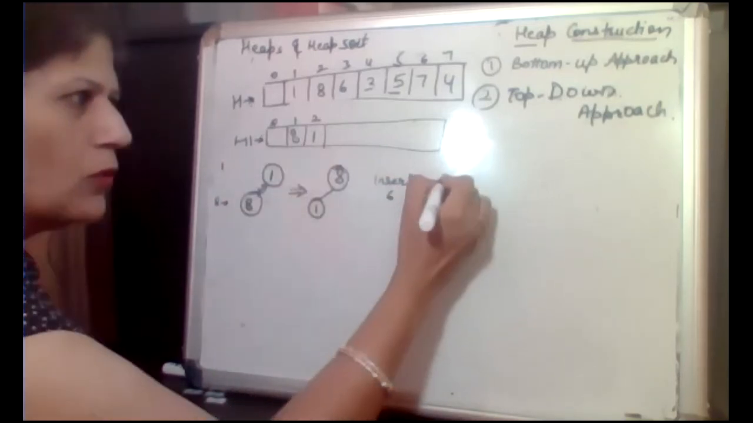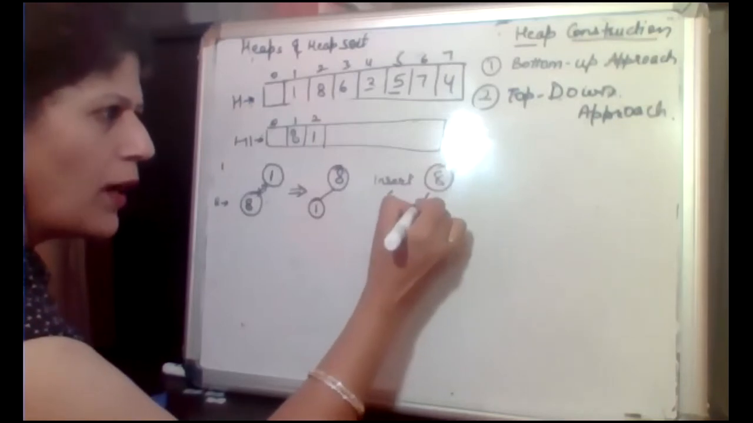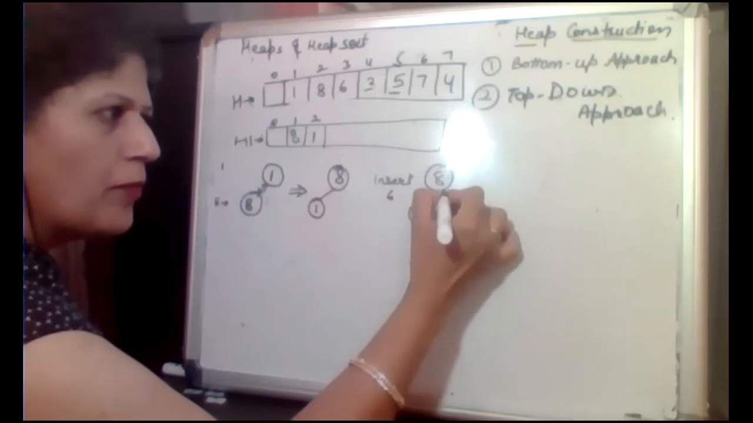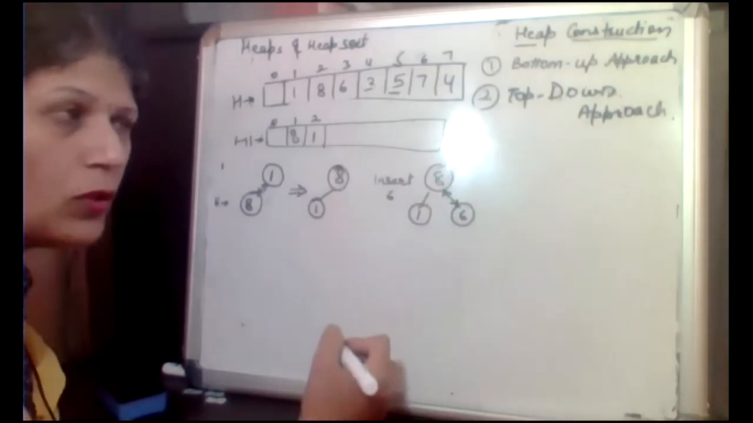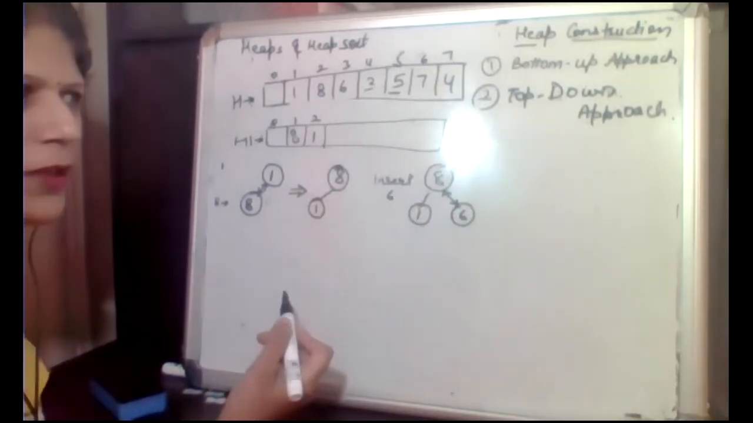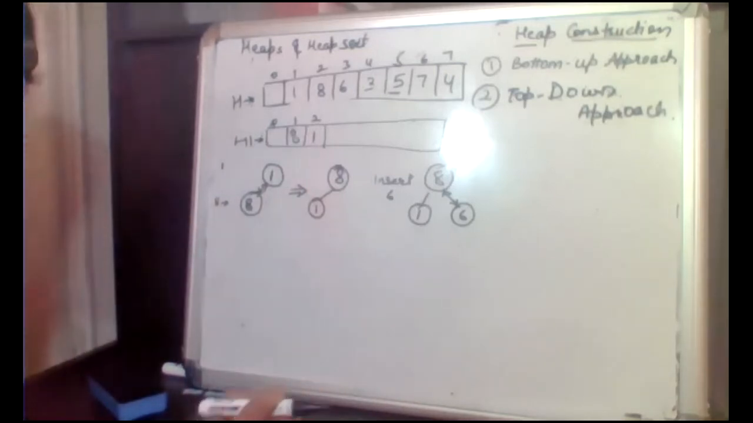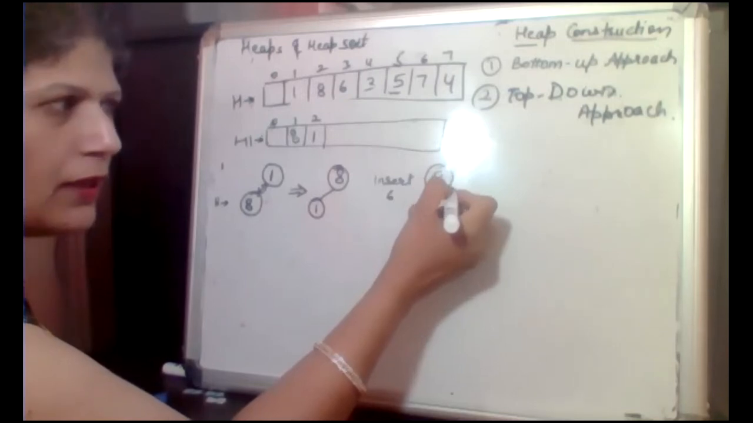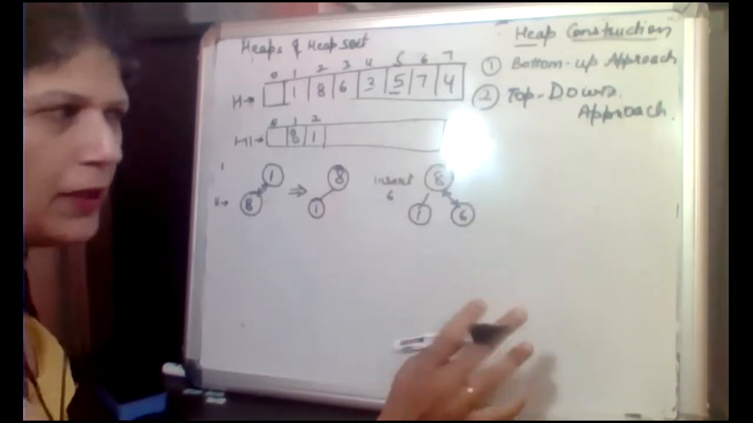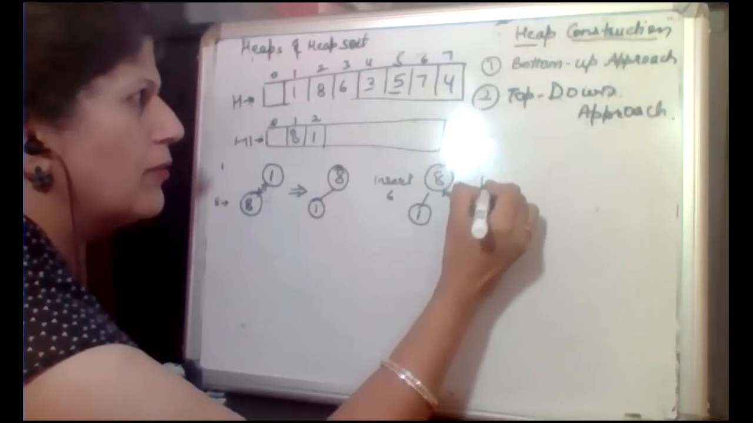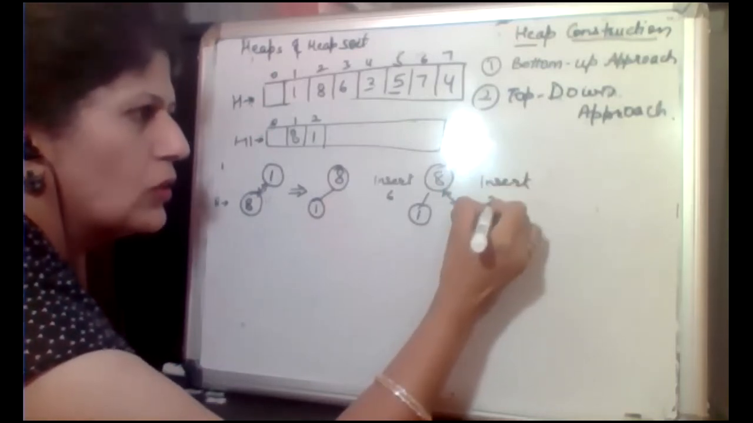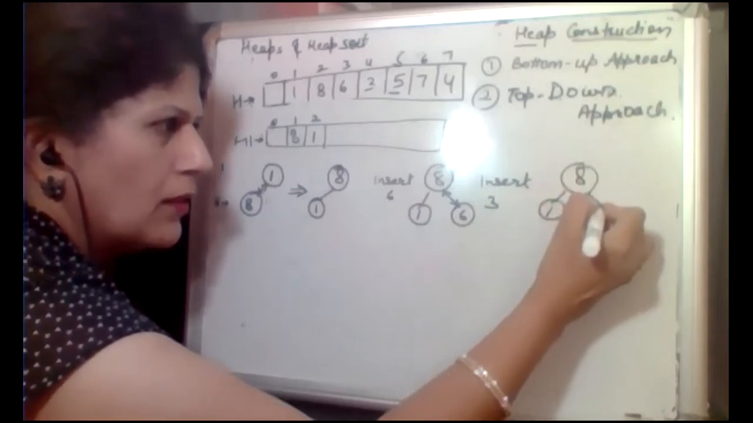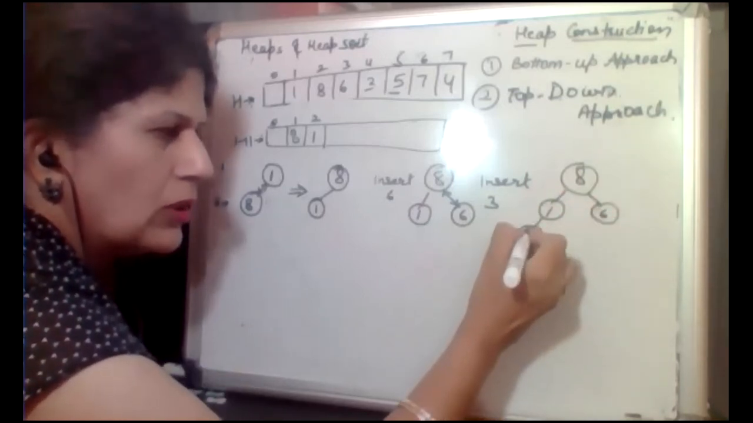6. So 8 is here, 1 is here, and 6 is here. 6 will be compared with 8, its parent node, and it follows the parent dominance property. So nothing is changed, and it stays at this level, because when it is compared here it has actually reached the parent node. After that, we will insert 3. So for that, it will be 8, 1, 6, and 3.